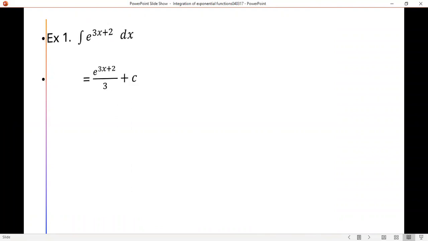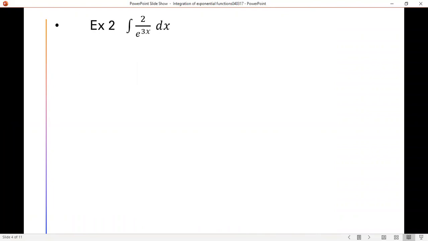Second example, integration of 2 upon e to the power of 3x dx. So we shall never integrate on the denominator. You have to bring e to the power of 3x on the numerator. So coefficient of x is minus 3. You only need to divide by minus 3. So integration of 2 upon e to the power of 3x with respect to x, the answer is 2 e to the power of minus 3x divided by minus 3 plus c.